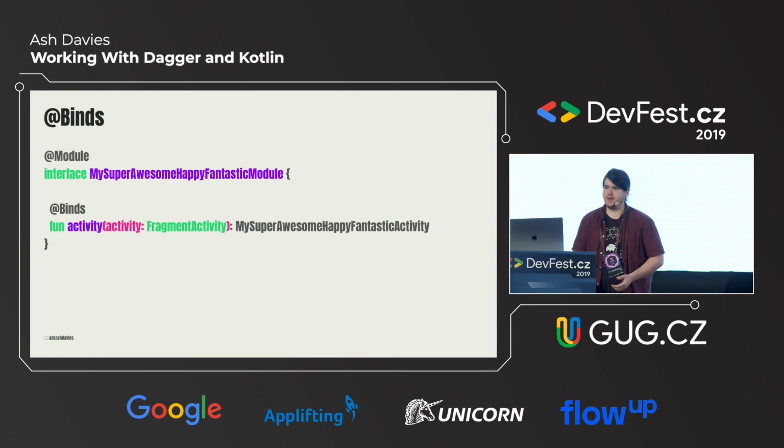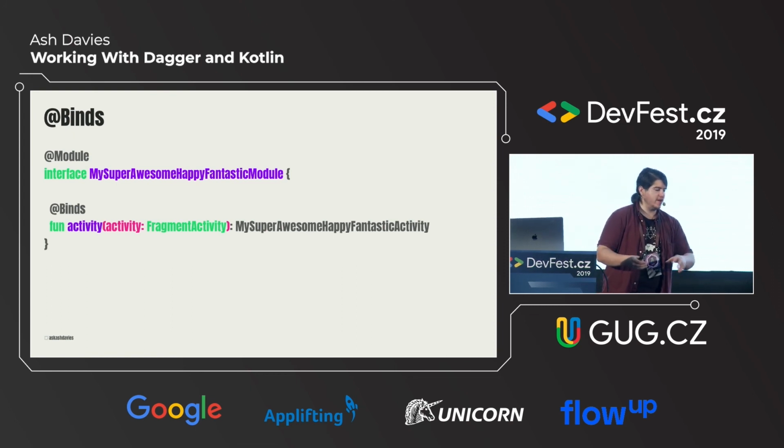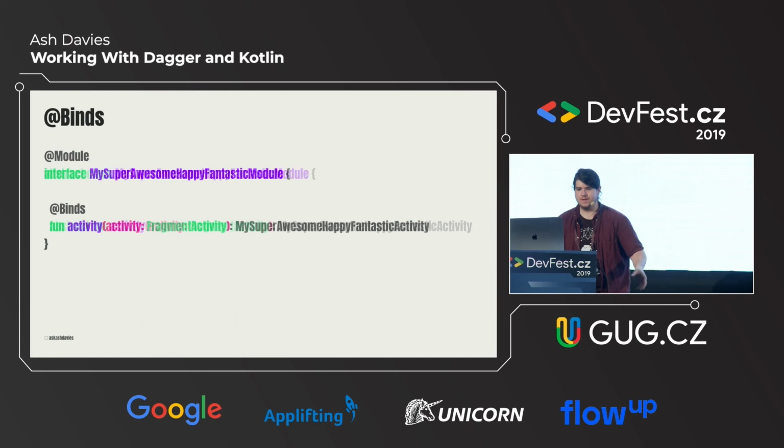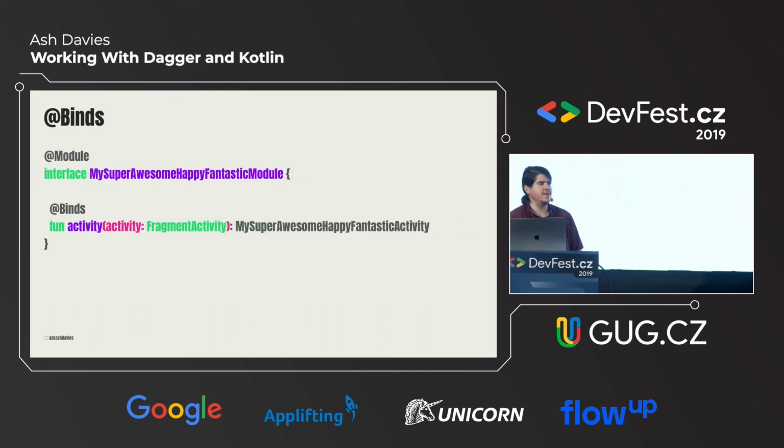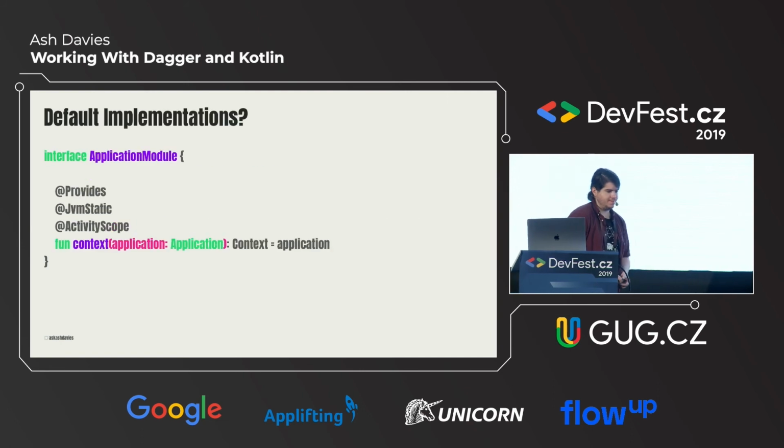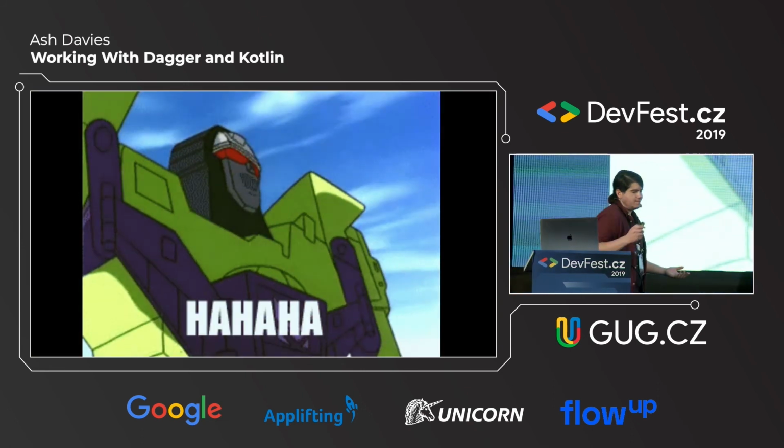Binds. Method not required, just an instruction to Dagger to provide the type. It just tells Dagger that this is the type that's going to be returned. And it's not actually using your class here, it's just using it as a reference. You can use abstract classes to do the same, or you can use interfaces if you like having fewer words. Default implementations, denied.